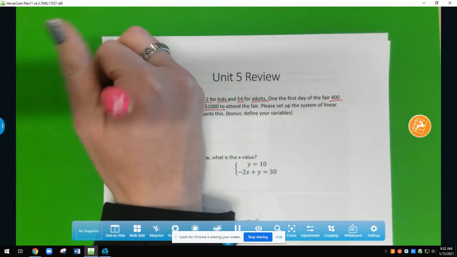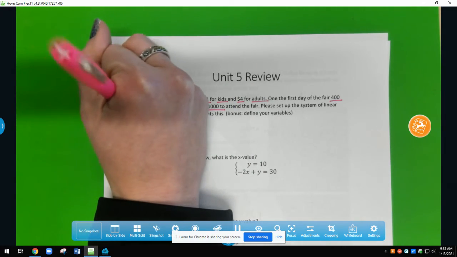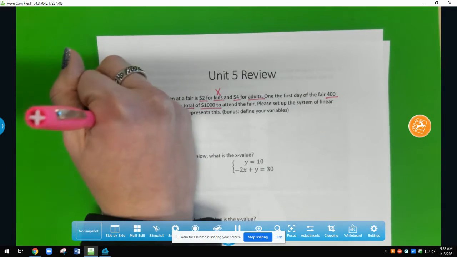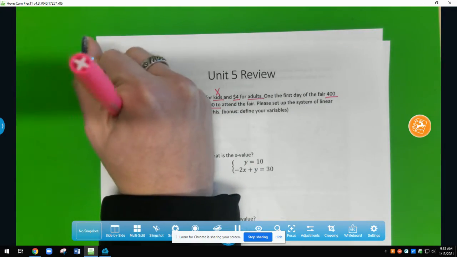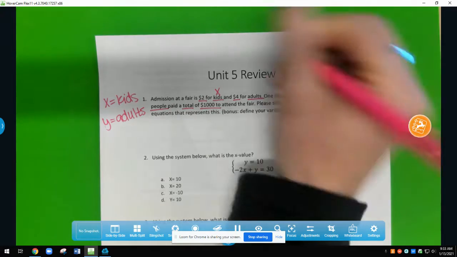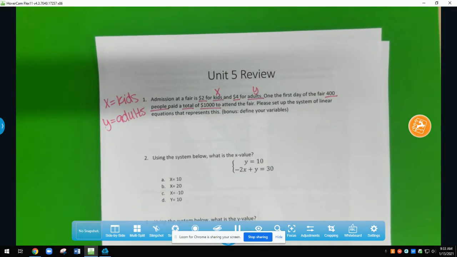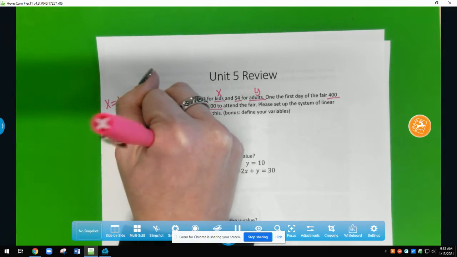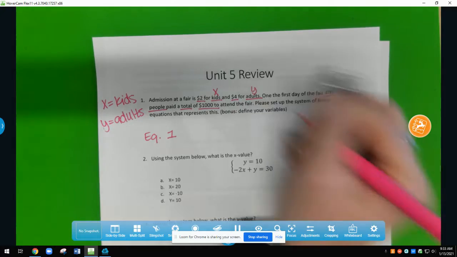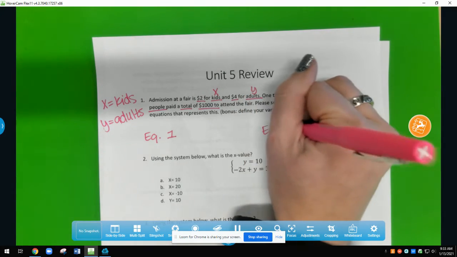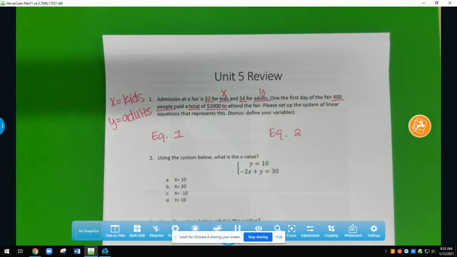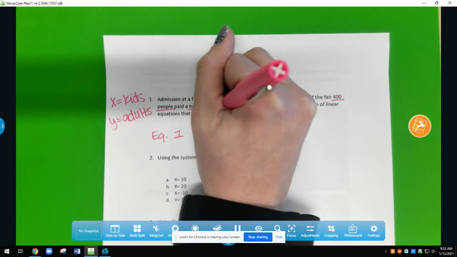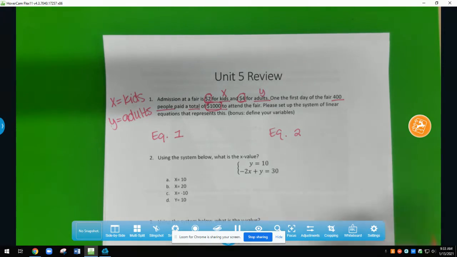So we always start by defining our variables. So x can be our kids, since that showed up first, and y can be the adults. Okay, so we're going to have two equations. So equation 1, and then we'll have equation 2. Okay, remember, money goes with money. So all of our money is going to go in the same equation.